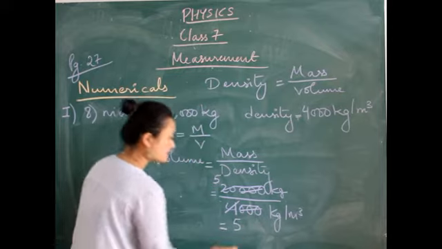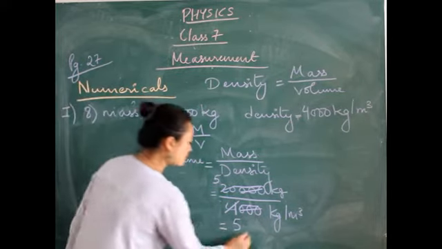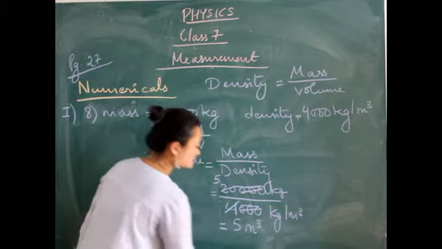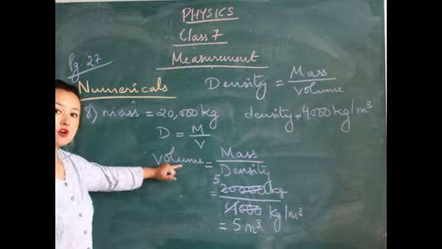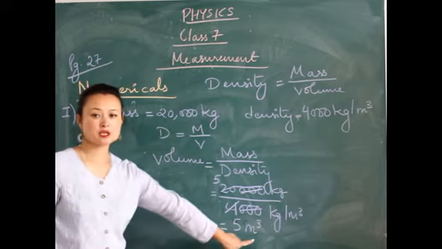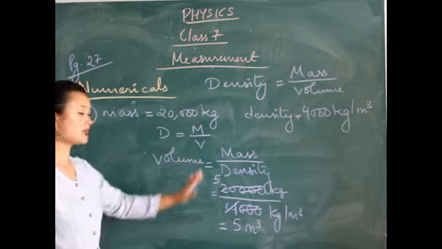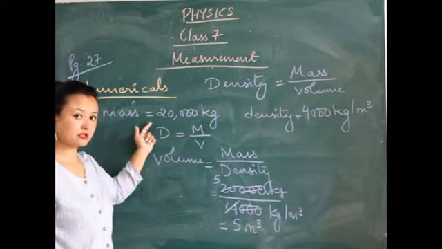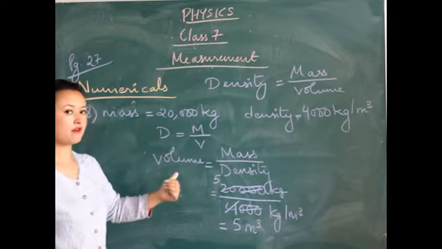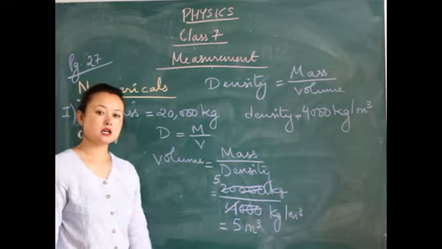Volume is 5. And what is the SI unit of volume? The SI unit of volume is cubic meter or meter cube. So how much is your volume? Your volume is 5 cubic meter or 5 meter cube. So this is how we calculate volume if density and mass is given, and in question number 5 we learned how to calculate mass if density and volume are given.